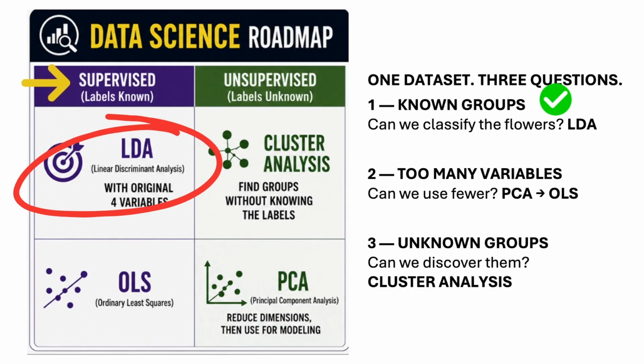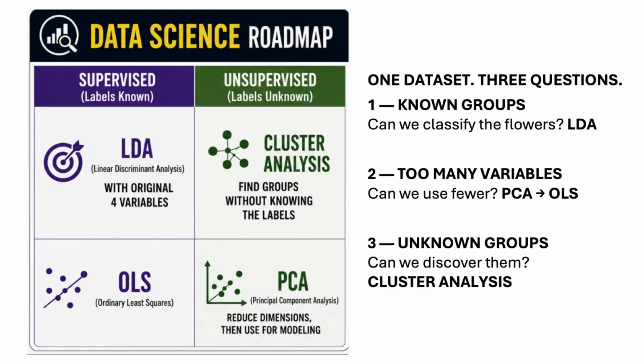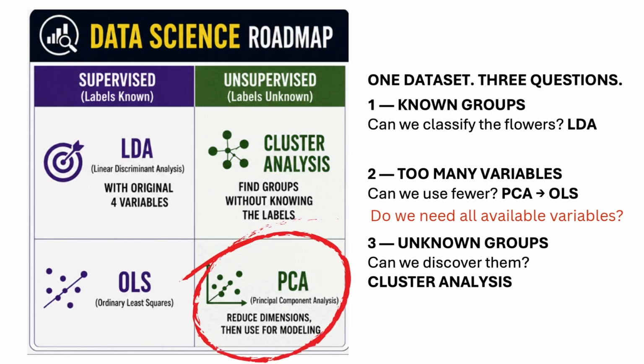Now here's a teaser for part 2. Note that we use all 4 measurements to do the LDA, and that leads directly to the question we'll tackle in part 2. Do we really need all 4? What if we could represent each flower using fewer measurements without throwing away too much of the information? That's where principal component analysis comes in.